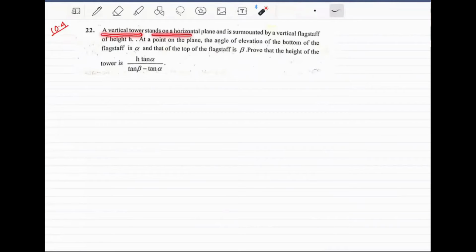A vertical tower stands on a horizontal plane. All right, then there's a horizontal plane right here. There is a vertical tower right here. Vertical tower, let's name it AB, is surmounted by a vertical flagstaff. Surmounted means you add to the top, okay? So there is a vertical tower and it is surmounted by a vertical flagstaff. So on the top, we add a little flagstaff. Let's add it with red. This is the flagstaff part. Let's make it C.